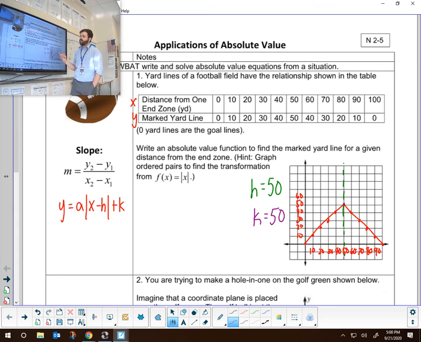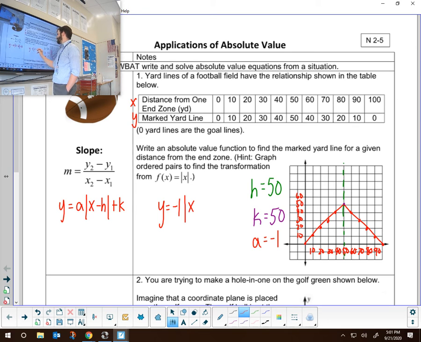But then we also have to think about one last thing. Is my graph opening up or is it opening down? Yeah, it is opening down. So my a is going to be -1. So when I write out my graph, it's going to be y equals -1 times the absolute value of x minus my h, which is 50. When I put it into my equation, plus my k, which is also 50. So there is my equation.